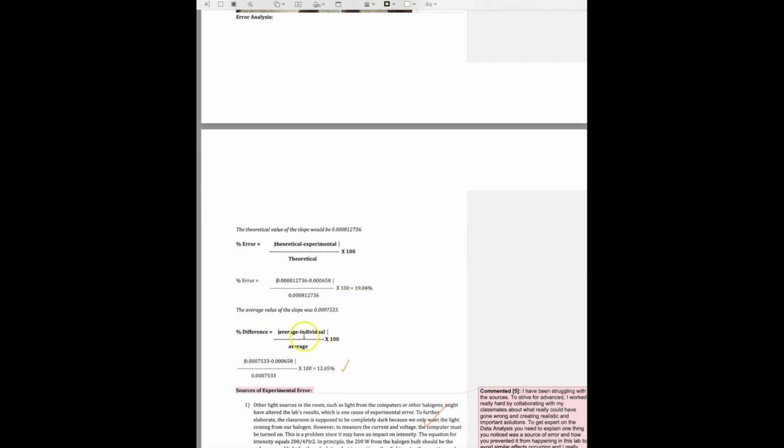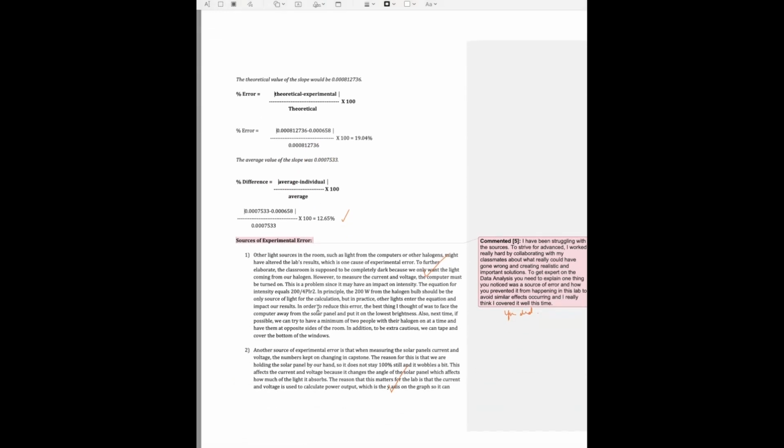And then she also used percent difference between her value and the class value, which a lot of you did, but because most people made errors in making their graph, the class average was not useful, it was awfully wacky.